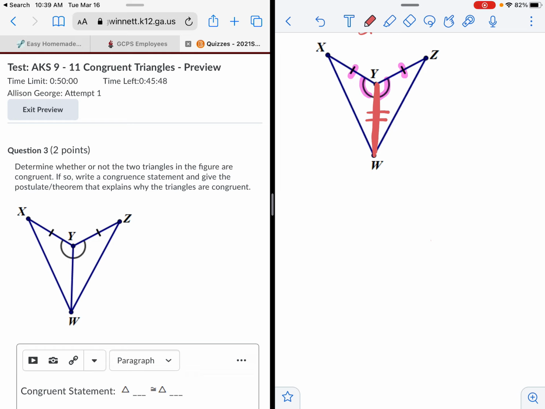Now that that is marked, I can see that I have a side marked, an angle, and then another side. So that tells me that I have an example of side, angle, side here. And side, angle, side is a correct congruency theorem. And so therefore these two are in fact congruent. So I'm going to write my congruent statement, triangle XYW is congruent to triangle. Here is X, and X corresponds with Z. So we're going to do triangle Z. Then I went here to Y, so I have to go to Y, and then down to W.